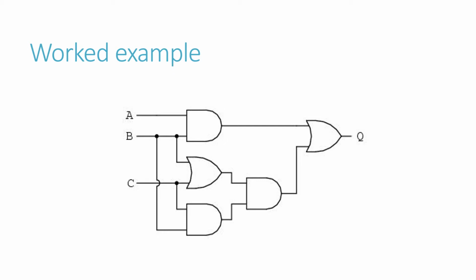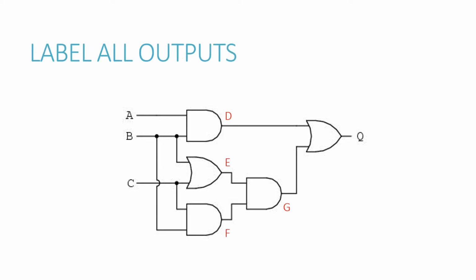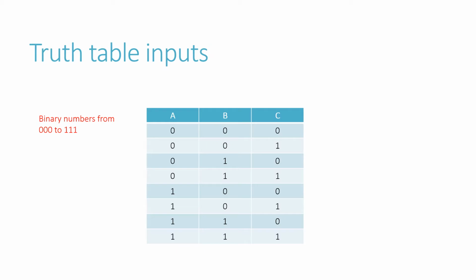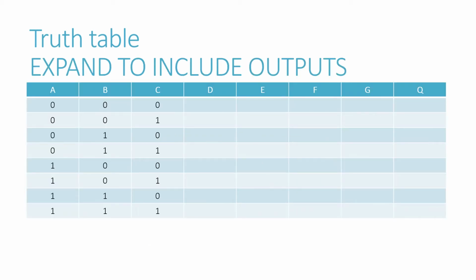Remember the method: label all the intermediate points and then create a truth table with a row for each possible combination of input values. So here are all the intermediate values, and now we've got to create a truth table for values of A, B and C. That would be the same as the binary numbers from 0 to 7. Expand the table to include all the outputs, all the intermediate values as well as Q.